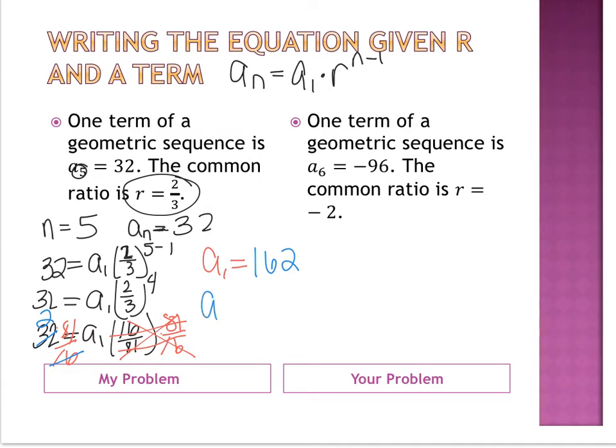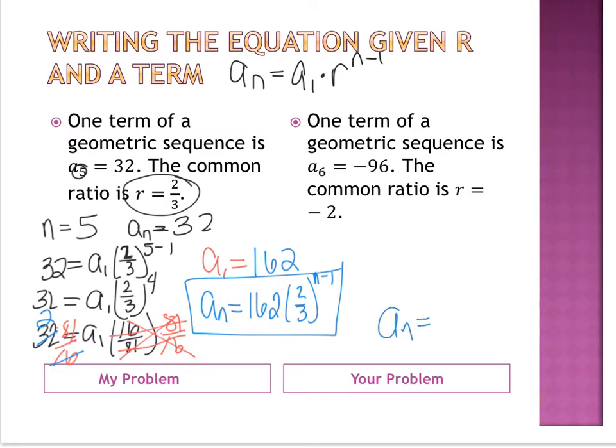So my rule is an equals 162 times 2/3 to the n minus 1. All right, so take a second and do the second problem. One term of a geometric sequence is a6 equals negative 96, and the common ratio is r equals negative 2. So we get an equals 3 times negative 2 to the n minus 1. Right?